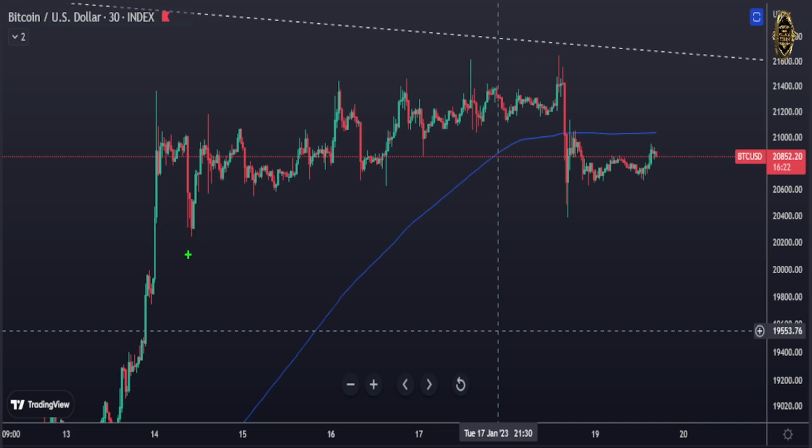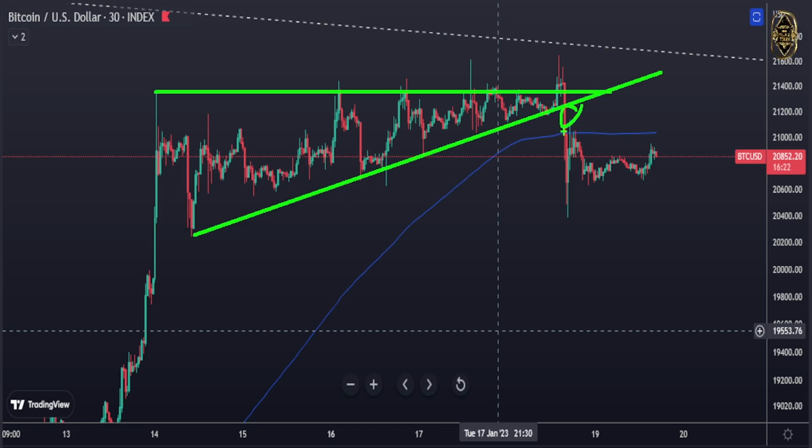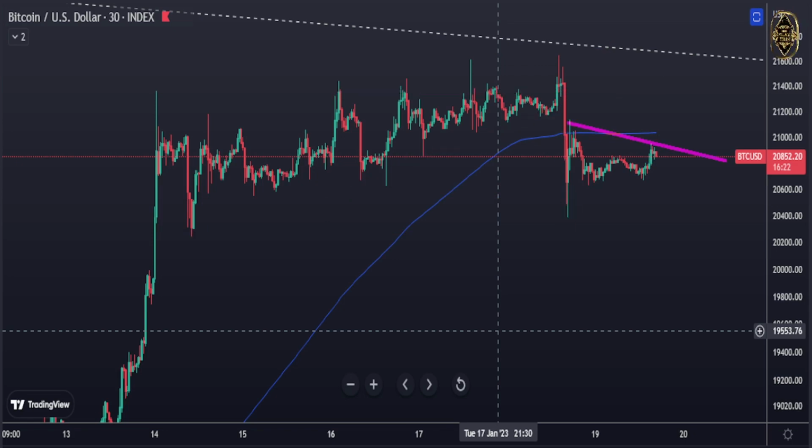Yes, I told you we got here a triangle like that. When it breaks here, we enter short to here. But till now it's showing us another price action, as you see here. It's giving us a double bottom. So it's indicating maybe it's going to go up till here, but till now there is no clear picture.